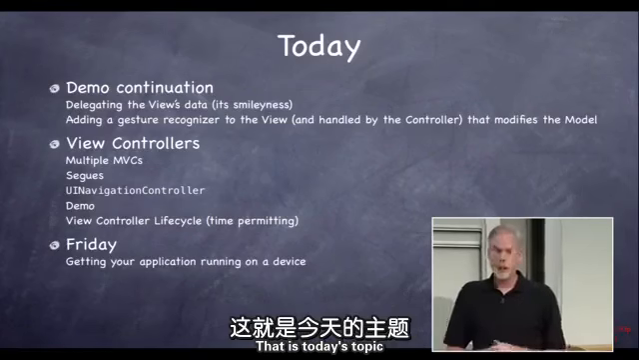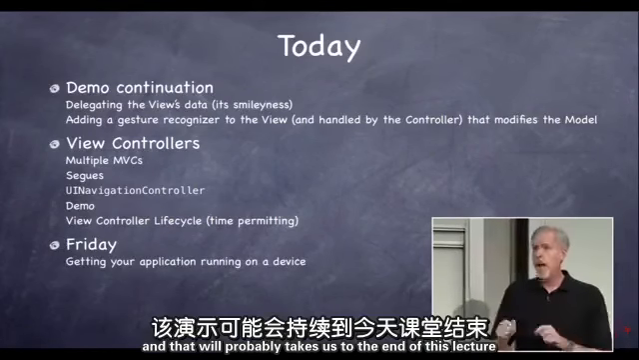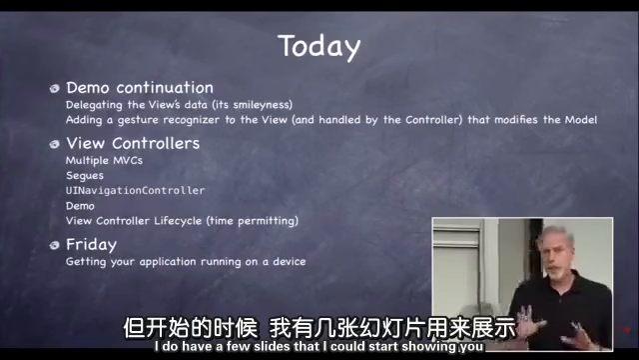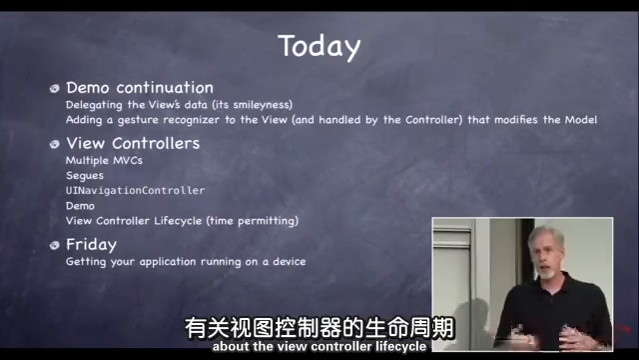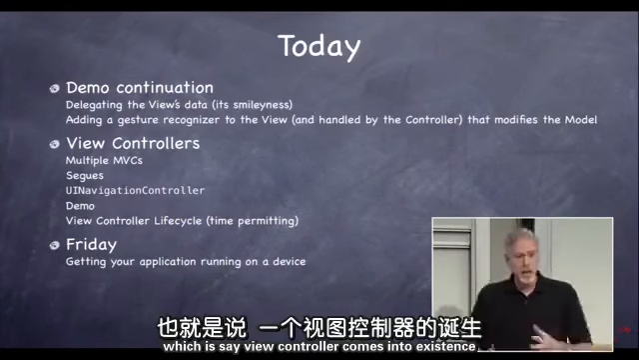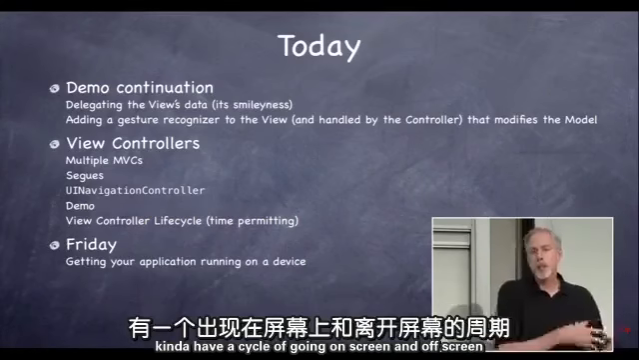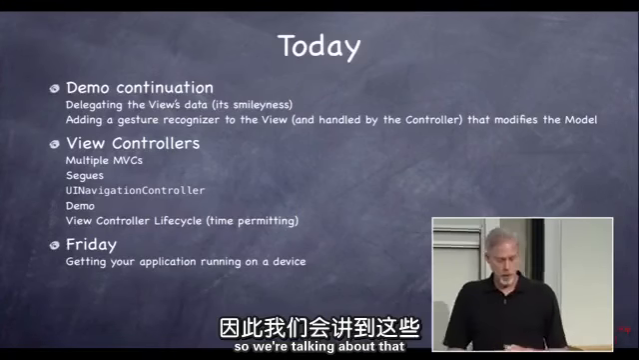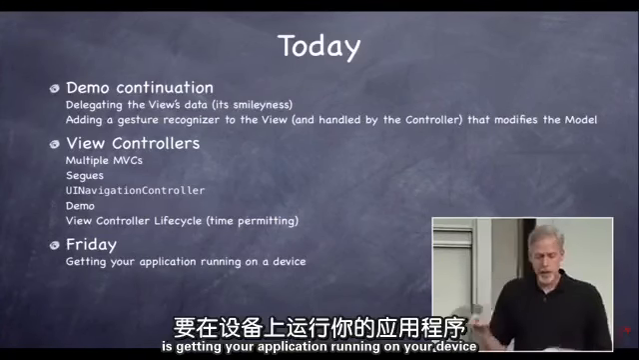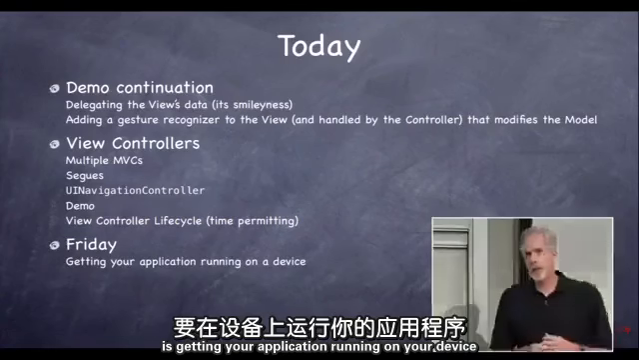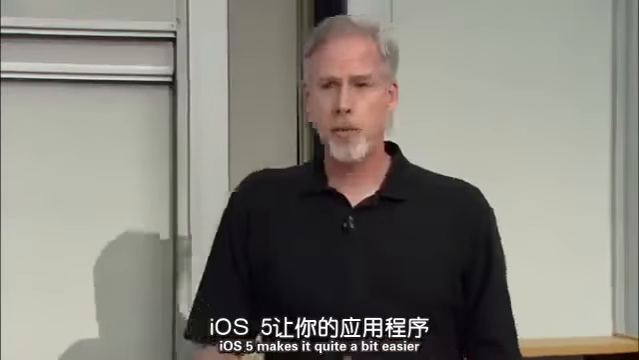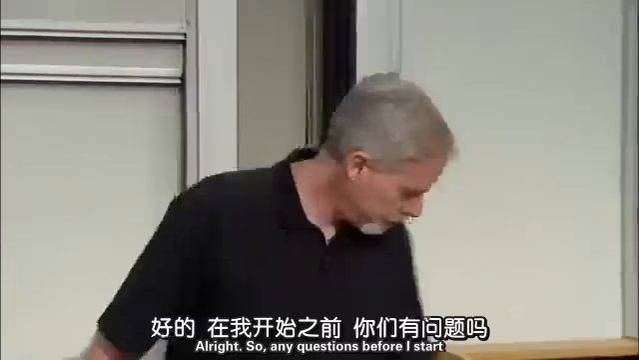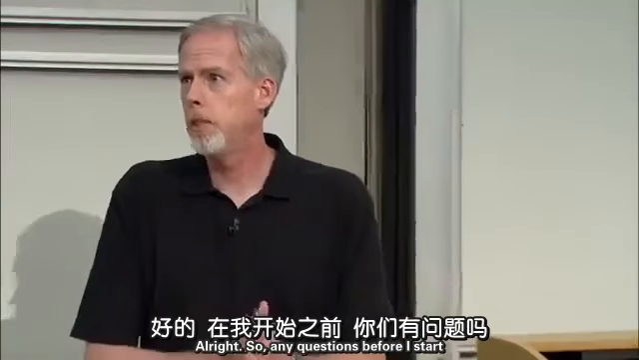That is today's topic. Then I will do a demo of that, and that will probably take us to the end of this lecture. But if it goes quickly, I do have a few slides I could start showing you about the view controller life cycle, which is, say, a view controller comes into existence, kind of has a cycle of going on screen and off screen and other things happening, and you get to find out all about that if you are a view controller, and so we'll talk about that. The section tomorrow is getting your application running on a device. Okay, so this is going to be pretty simple. iOS 5 makes it quite a bit easier to get your application running on a device, and that's what we're going to do tomorrow. All right, so any questions before I start?